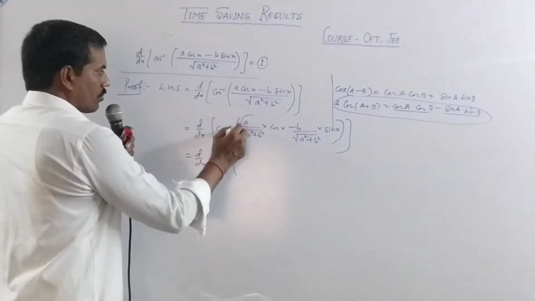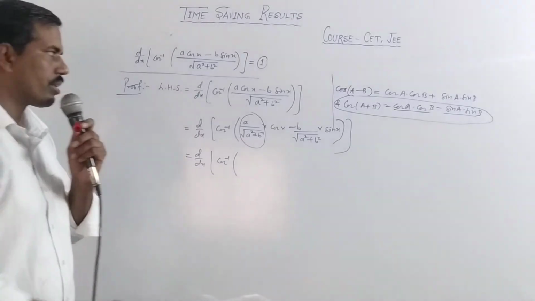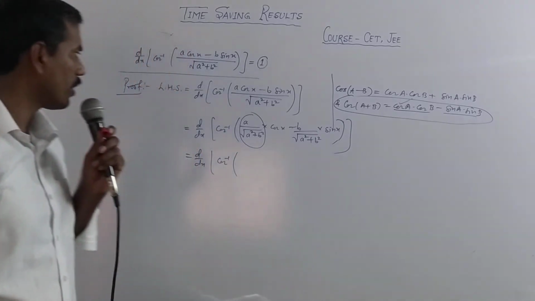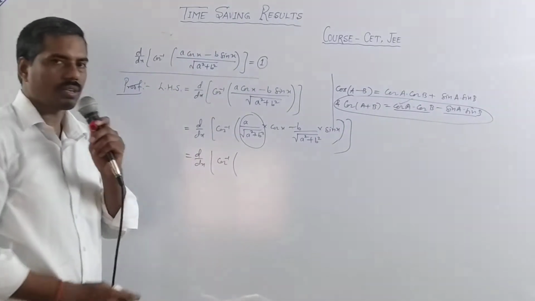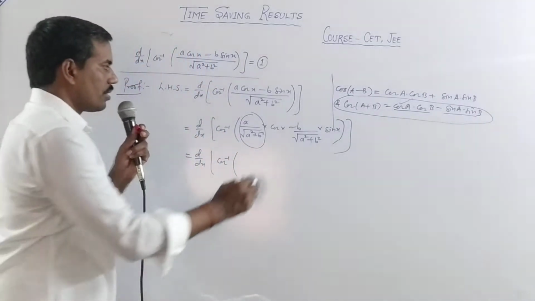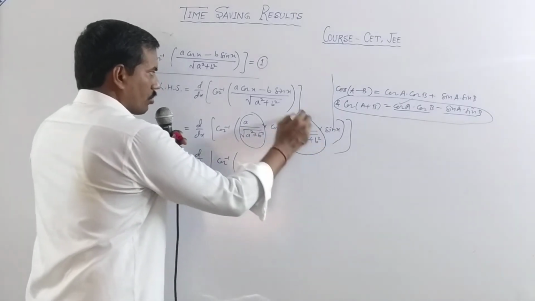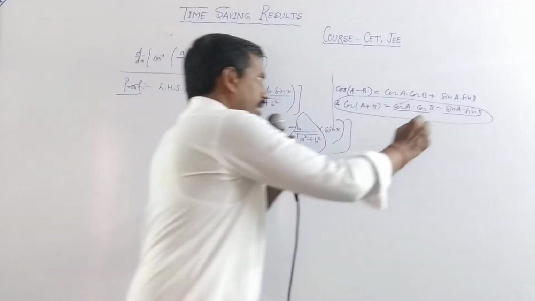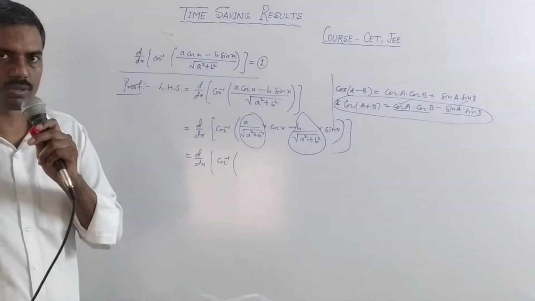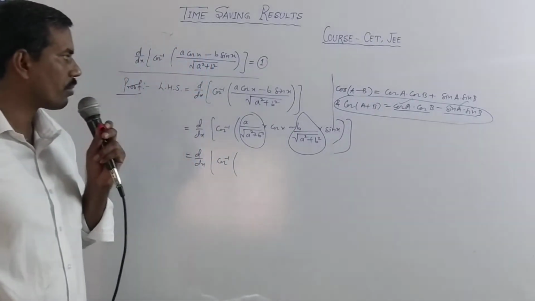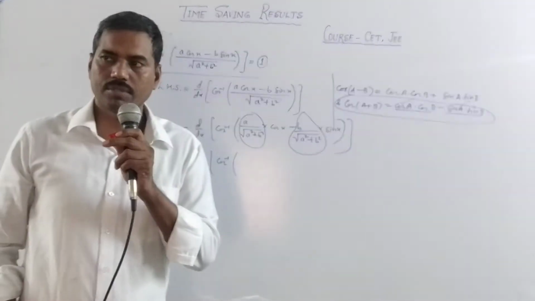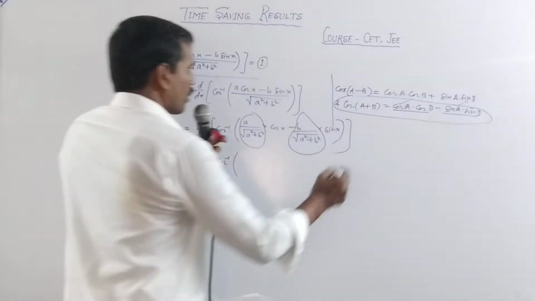Students, if we assume a upon under root a square plus b square as cos A, I am repeating, if a upon under root of a square plus b square is considered as cos A, then this means b upon under root a square plus b square should be equal to sin A. Okay, let us check this.